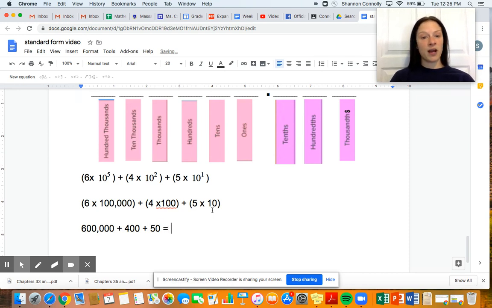Okay, this is what I do not want to see. I do not want to see this, because that is not correct. That is not what's happening. That is not what these exponents are telling you to do. That's not standard form for this number.